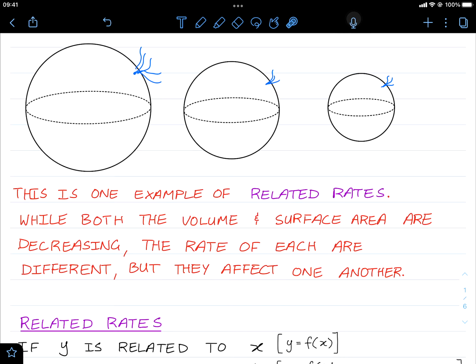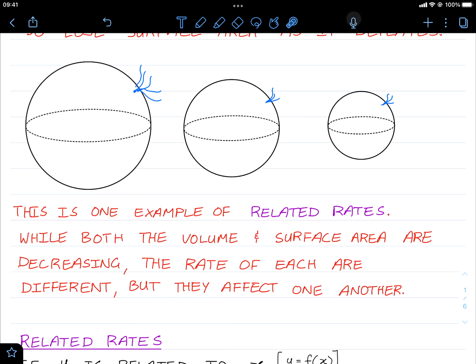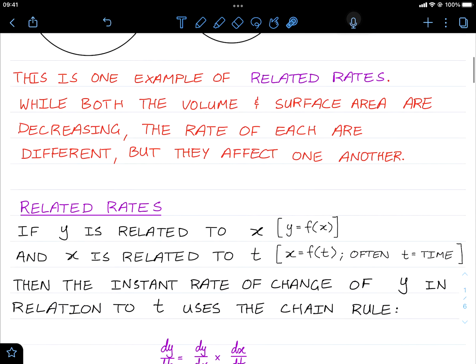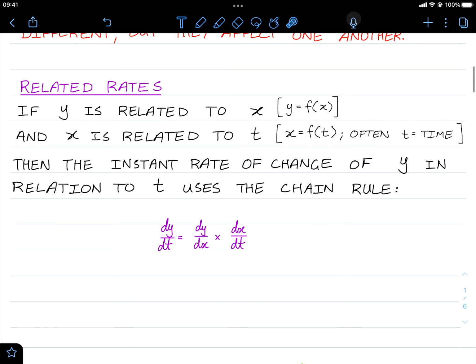The reason for this is, while both the volume and surface area are decreasing, the rates of each are different, but they affect one another. You'll see more examples of this in action as we do some examples. But the general idea we're going to be working with is as follows.